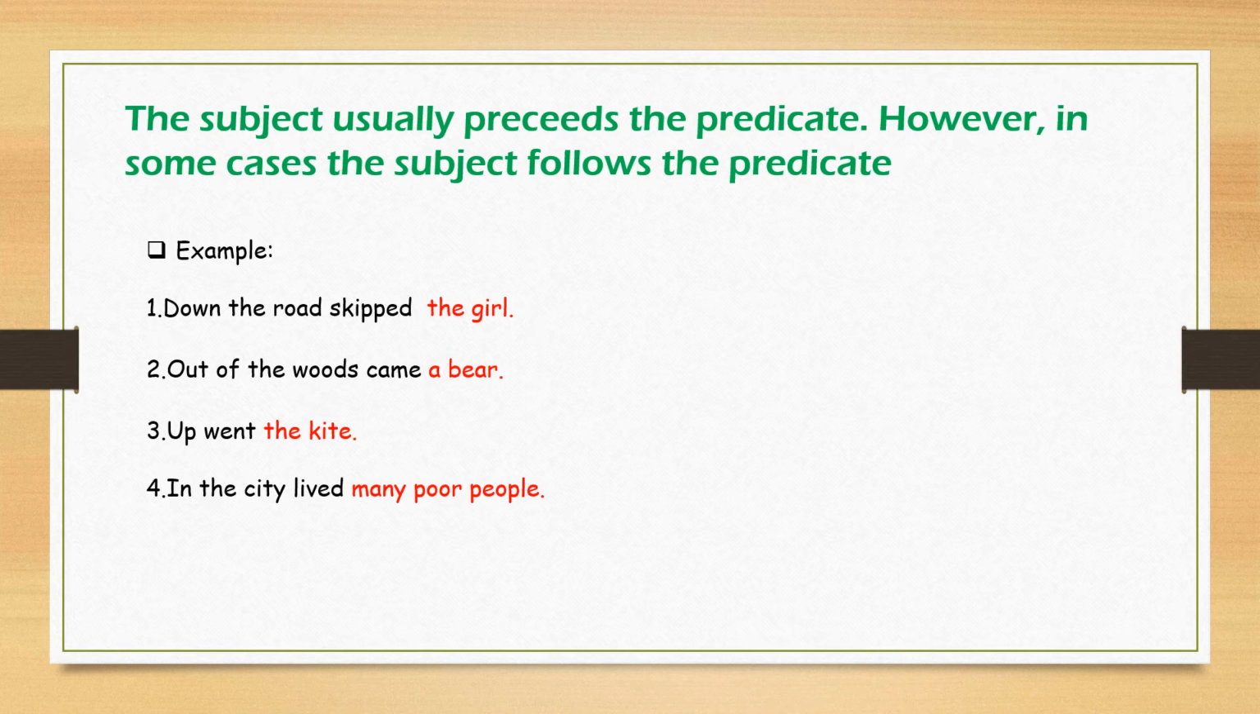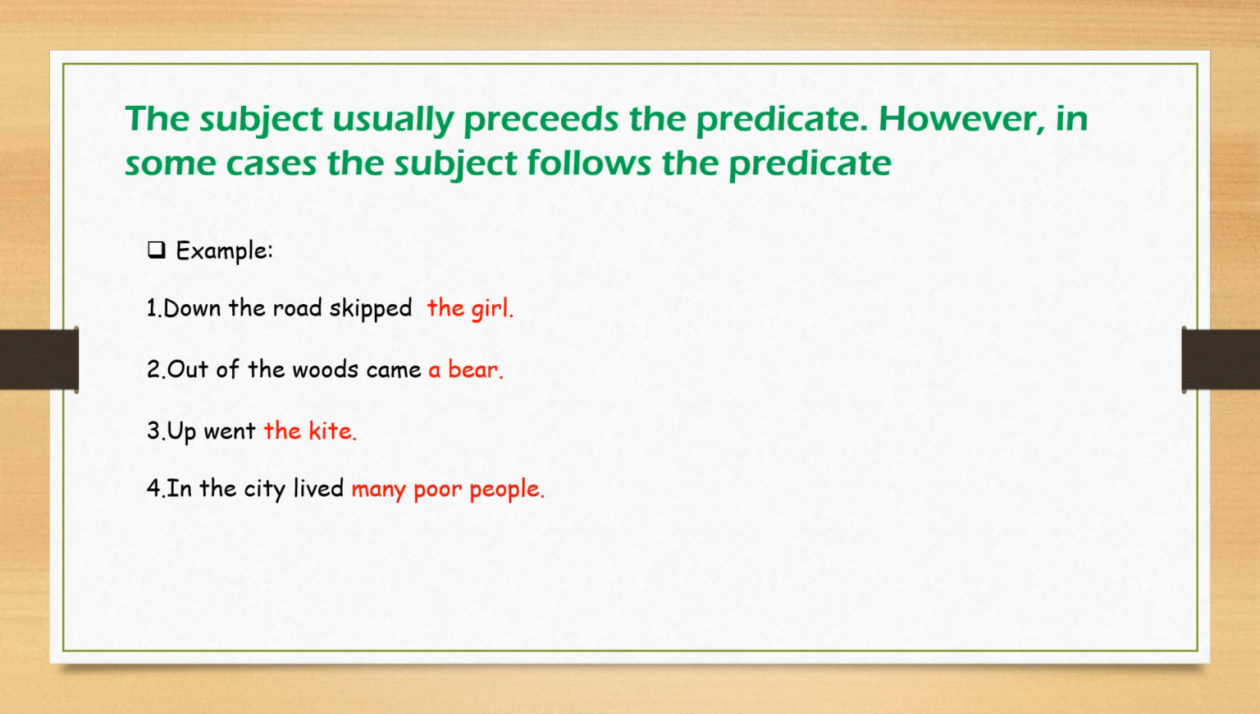Down the road skipped the girl. Who skipped? Who or what is the subject? So, who skipped? The girl. What happened to that girl? Skipped down the road. So, the girl is the subject here, and down the road skipped is the predicate.